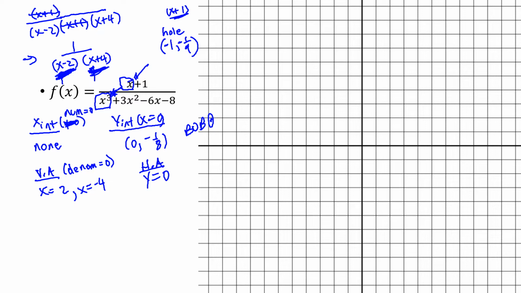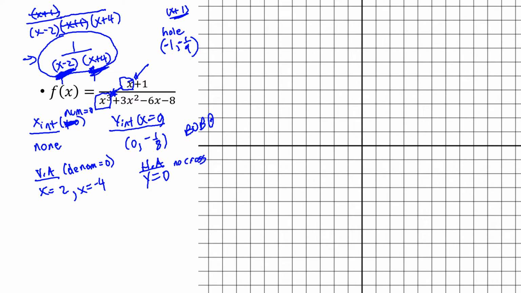We should check if it crosses, but remember that we're going to check by setting the original function equal to what we have. But the original function simplifies down to what we have here. And will this function ever equal 0? No. So we already know that it will not cross the horizontal asymptote.